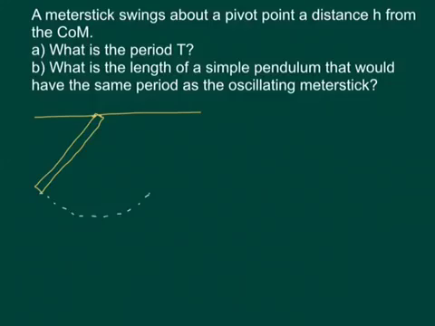We have a meter stick swinging about a pivot point, and it's a distance h, so that's convenient for our formula. The pivot point's a distance h away from the center of mass. Our pivot point is going to be up at the top here, and our center of mass, in white, will be right at the center of our meter stick. If we have a nice uniform meter stick, which we do here, the center of mass will be exactly half the length of the meter stick.